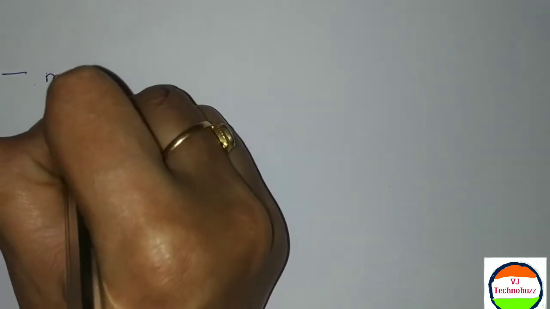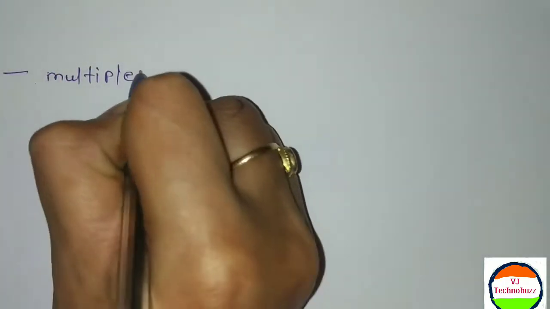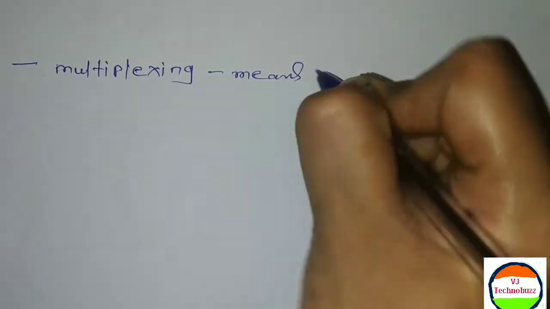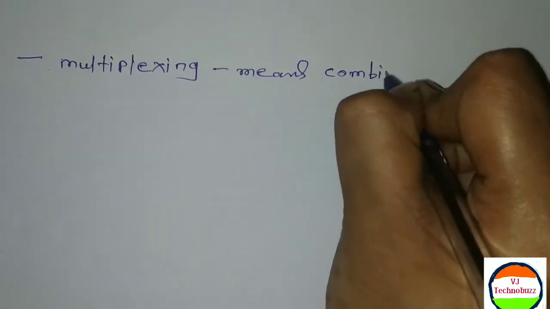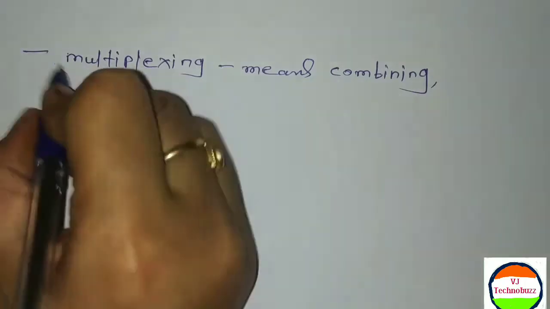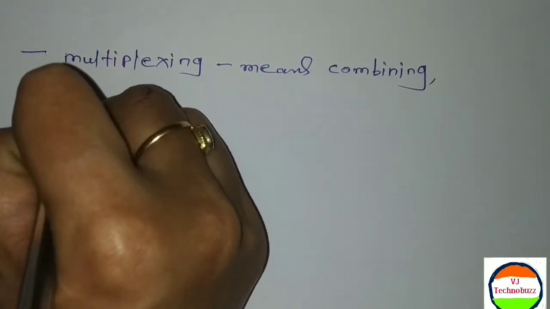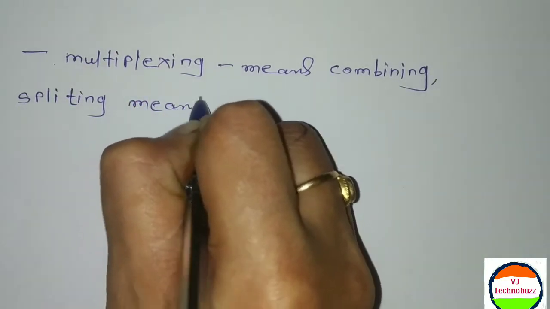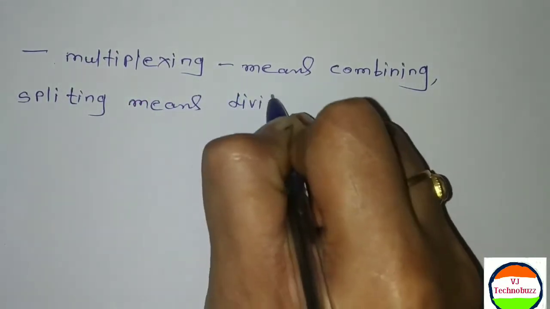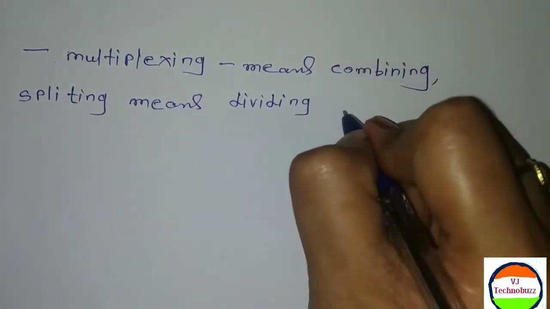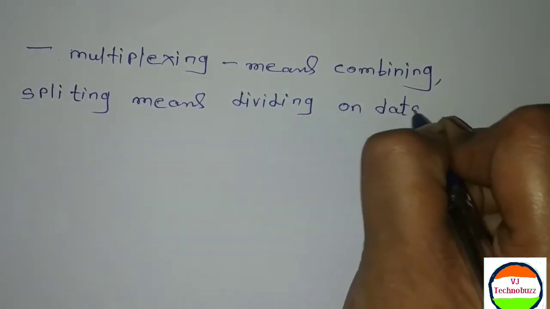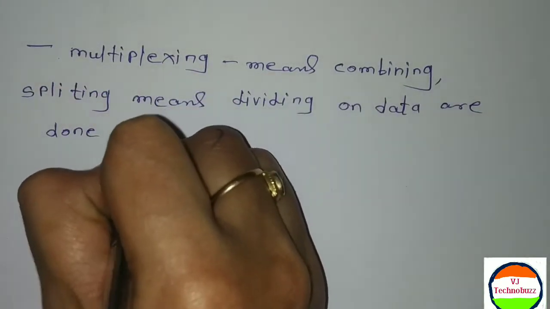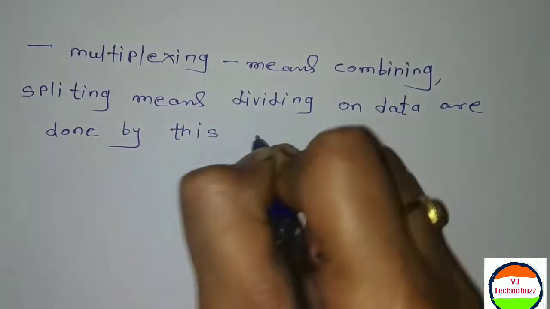Duplexing means combining, splitting means dividing, and these operations on data are done by this layer, the transport layer.